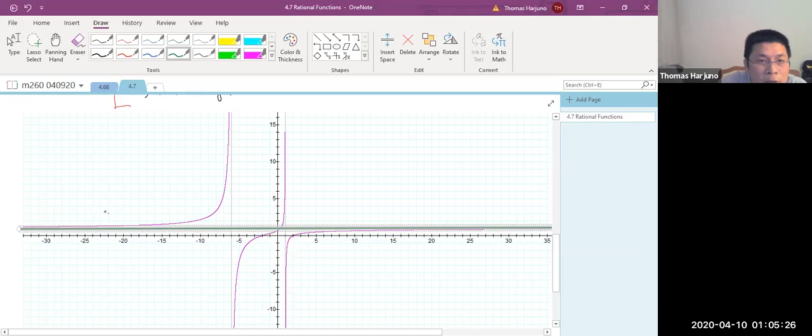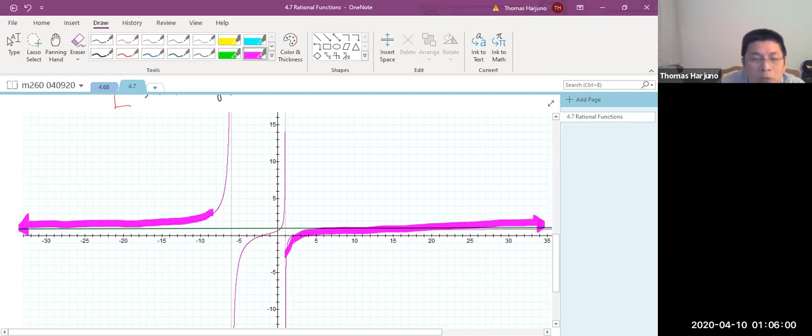Let's take a look here. This green line here is called the horizontal asymptote. It is not part of the graph, but it is the guiding line to which the function gets closer and closer as the graph goes to negative infinity far to the left, and when the graph goes to the right. You see what I mean?